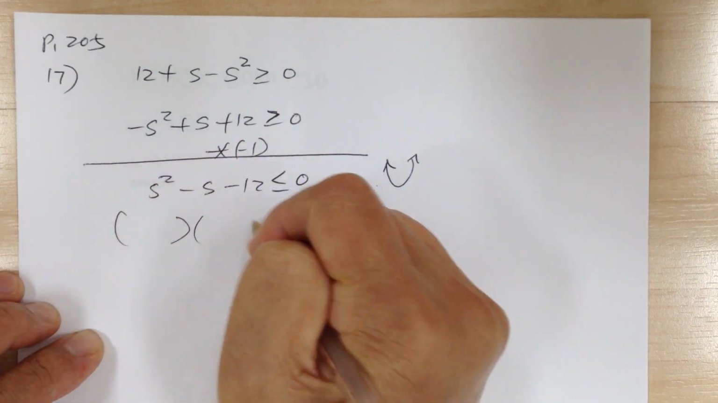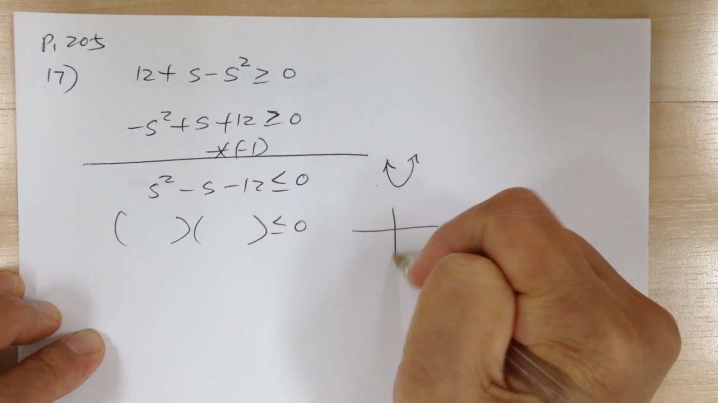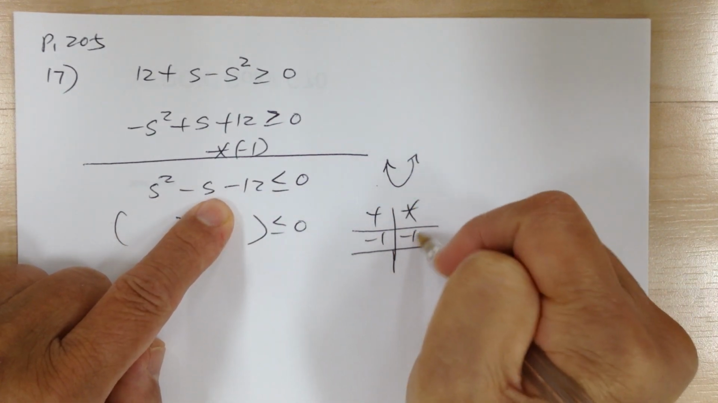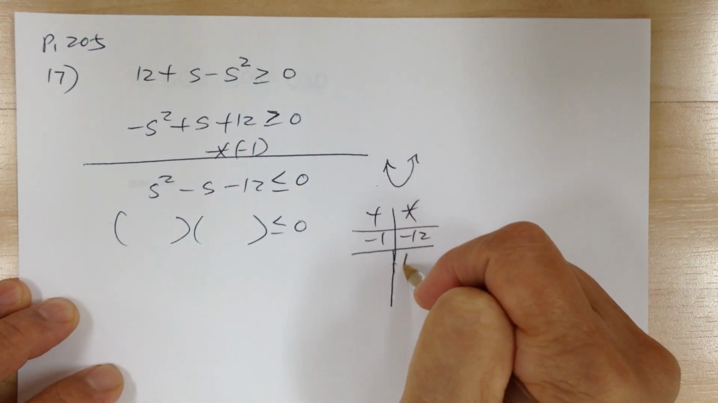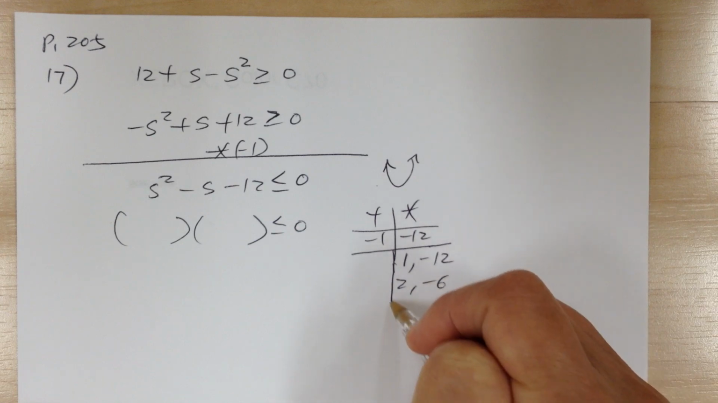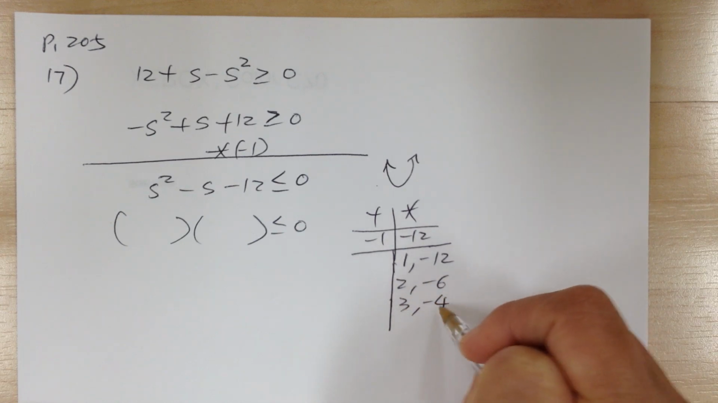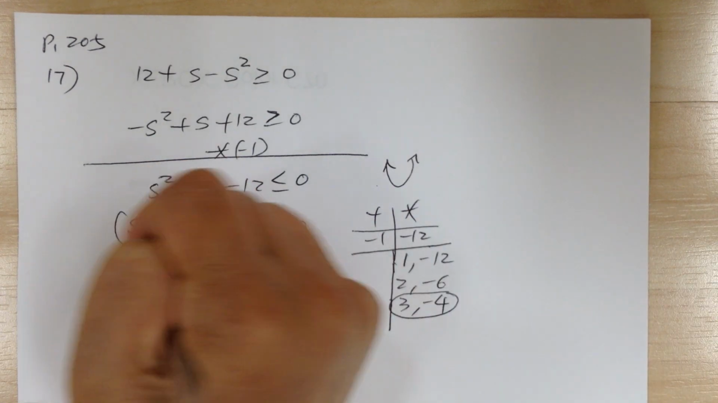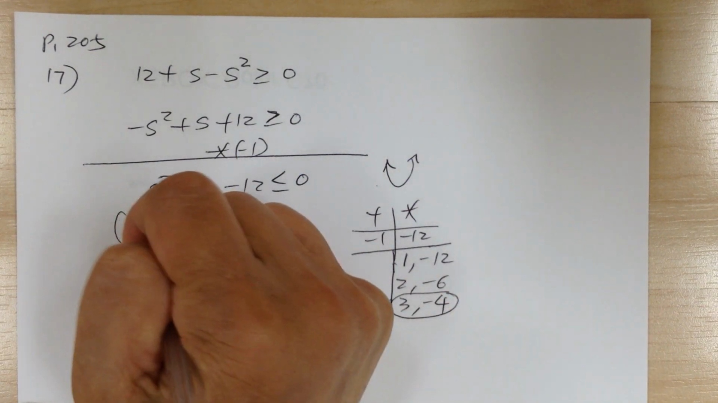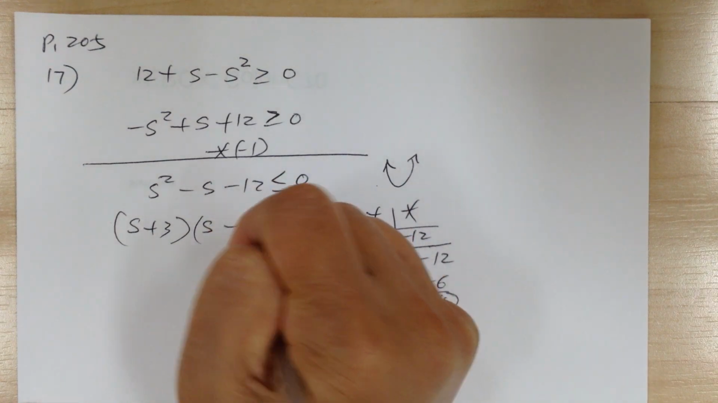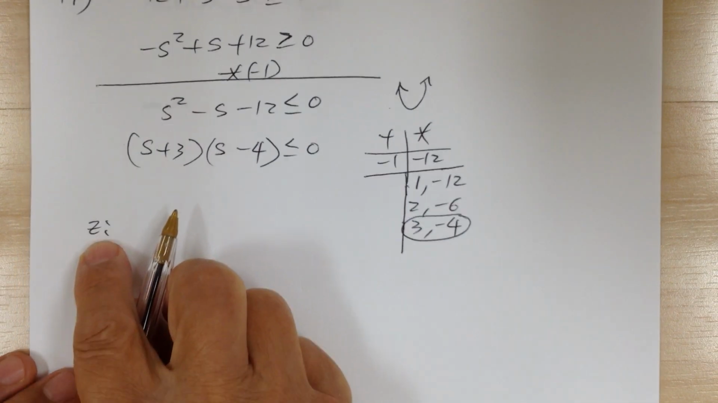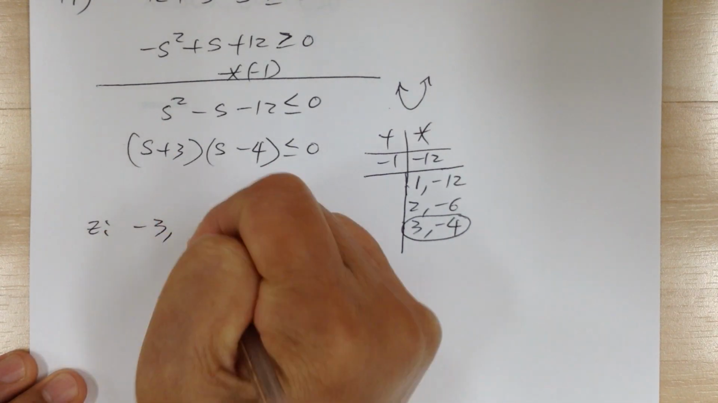When you're doing the factoring, you have to add to get negative 1 and multiply to get negative 12. So start with 1 comma negative 12, 2 comma negative 6, 3 comma negative 4, and that's the one. So you have s times s give you s squared, and you get plus 3 and minus 4. So your critical values, or the zeros, would be negative 3 and 4.